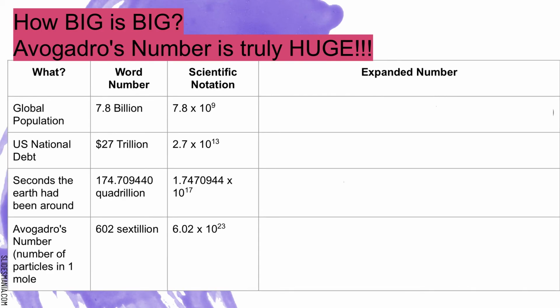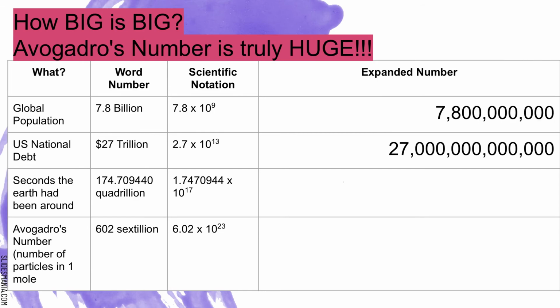The population of the Earth is 7.8 billion. That's 7.8 times 10 to the 9th, and that looks like that as an expanded number. The U.S. national debt, 27 trillion, is 2.7 times 10 to the 13th, and that looks like that expanded. Seconds the Earth has been around is 174 quadrillion, which is 1.747094 times 10 to the 17th. That number looks like that.